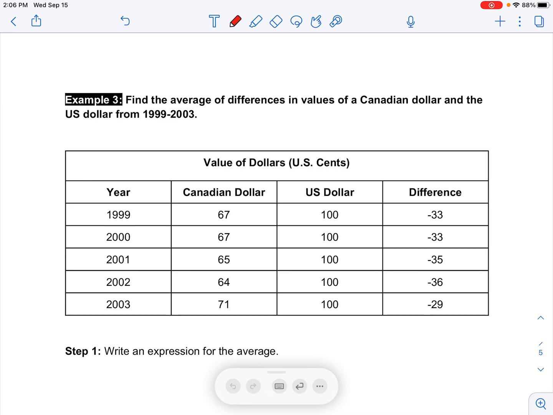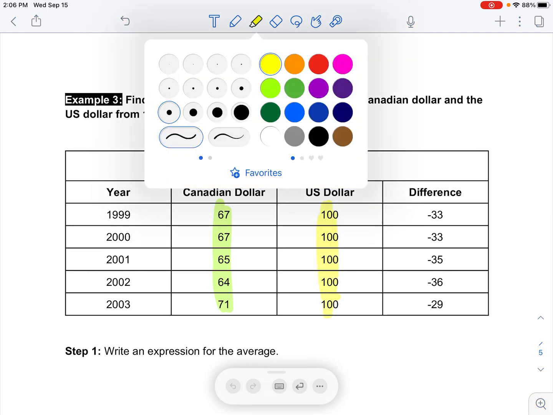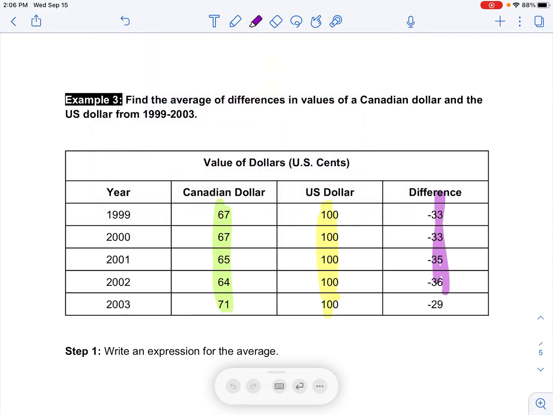Find the average of differences in values of a Canadian dollar. So again, to find the differences, you take the Canadian dollars and you subtract it from the US dollar. And it's nice because this table already gives us that information. Sweet. So we don't have to do it ourselves. Now, your rules for average, okay? This fancy word average here.